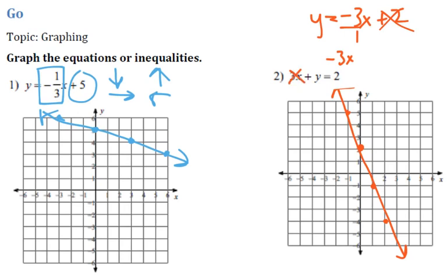Okay, you could have also used the x and y intercept, where you say, well, what if I made x 0? Y would be equal to 2. It's my y-intercept. Well, then what if I made y equal to 0? So 3x equals 2, so divide by 3, and I'd have x equals 2/3, which is like 0.6, which is about right there. And get my x-intercept. And then graph the line based off that.